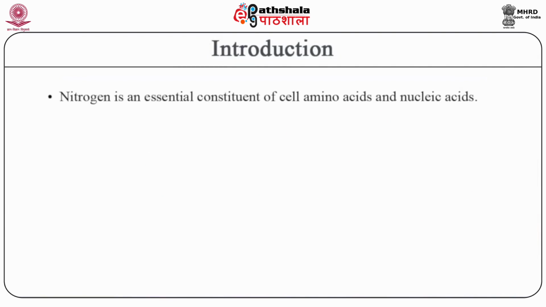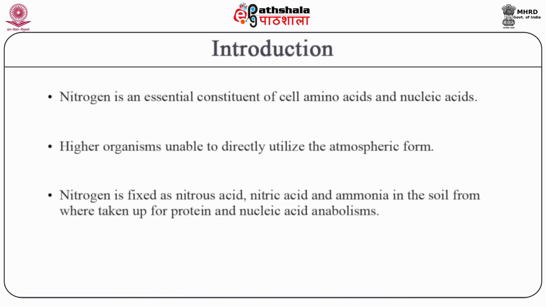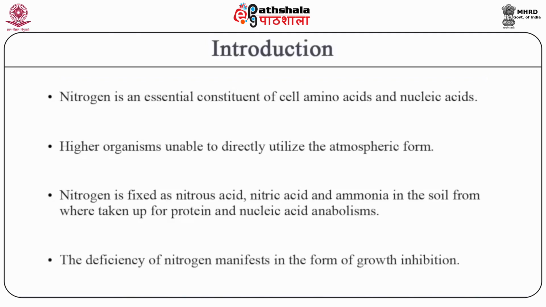Nitrogen is an essential constituent of amino acids and nucleic acids. However, the higher organisms are unable to directly utilize the atmospheric nitrogen. This nitrogen is fixed in various forms such as nitrous acid, nitric acid, and ammonia in the soil, from where the higher organisms take up nitrogen for their protein and nucleic acid anabolism. The deficiency of nitrogen manifests in the form of growth inhibition in general.